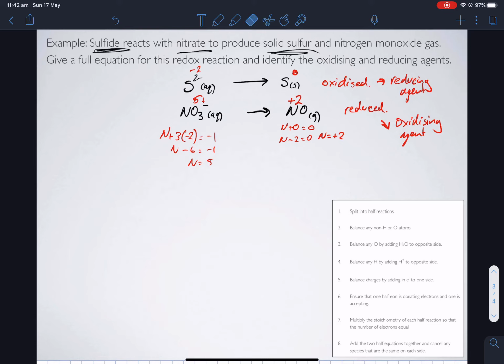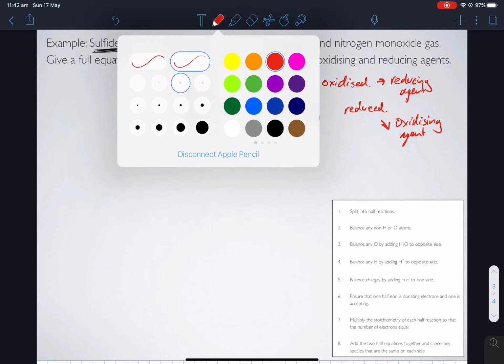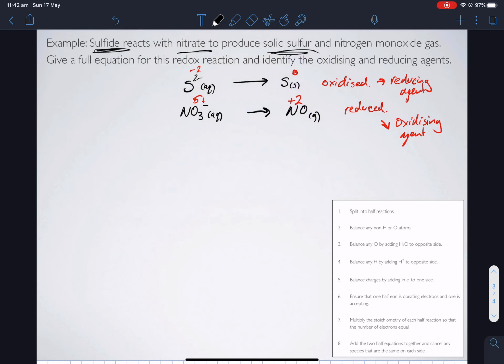All right. I've gone a bit far down here. I might erase those. Change back to black. Okay, what do we do next? We balance these half equations. So we've got our sulfide going to solid sulfur.